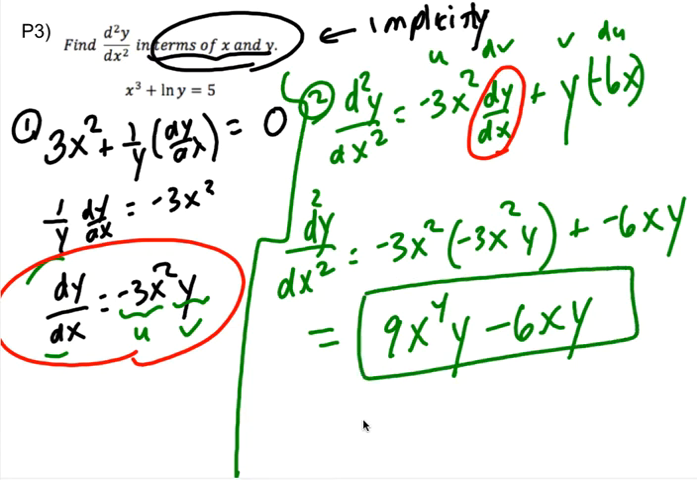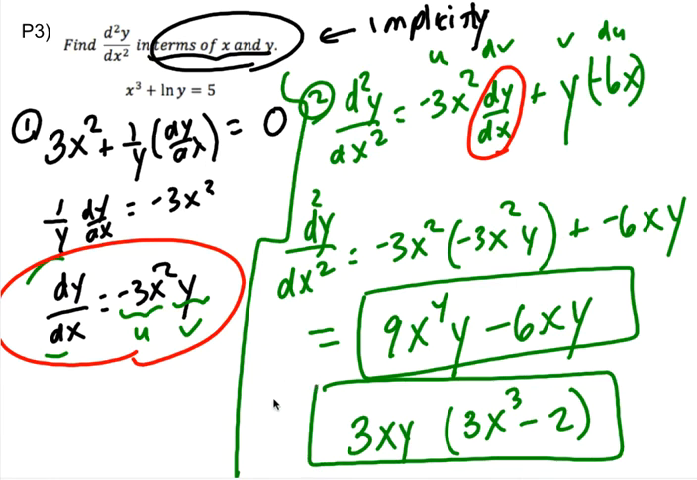If you want to factor out a GCF of 3xy, you absolutely can. If you did that, you would get 3x cubed minus 2 inside. And that's fine. So again, those are my answers for d squared y/dx squared.